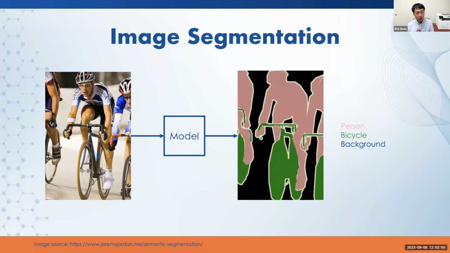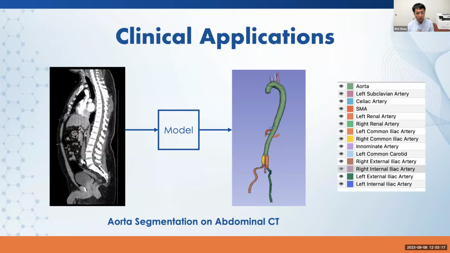Image segmentation is a task where, given an input image, you want to partition the image into multiple segments, where each segment corresponds to a different class. Here, as an example, you can classify each point in this image as a person, a bicycle, or the background. Image segmentation is very important. It's a fundamental task in medical imaging.